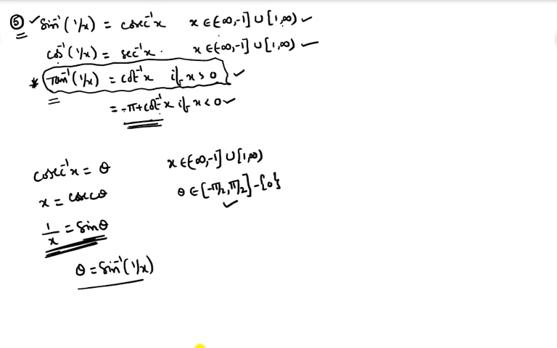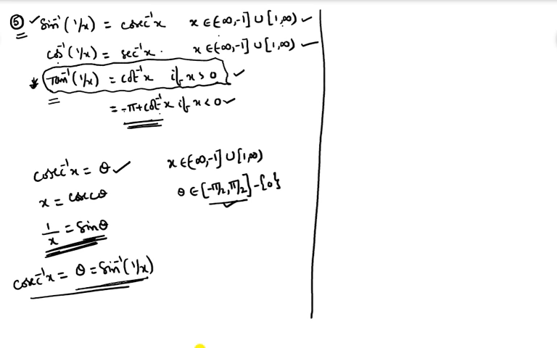After this step we can write this. The reason is theta is in the principal branch of sin, and 1 by x values also lie between minus 1 and plus 1. That's why theta is equal to sin inverse 1 by x. What is theta? Theta is nothing but cosecant inverse x. So cosecant inverse x is equal to sin inverse of 1 by x. But what about the proof of the tan one? I will discuss the proof of this particular one also.